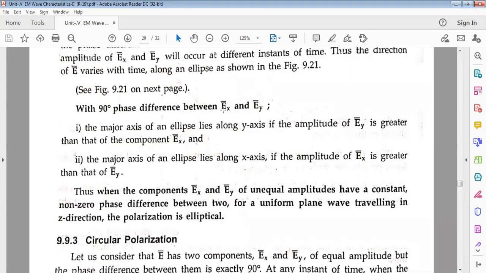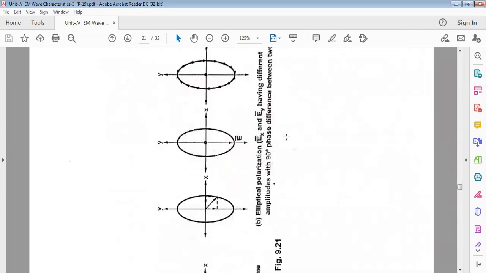With a 90 degrees phase difference between EX bar and EY bar, the major axis of the ellipse lies along the y-axis if the amplitude of EY bar is greater than that of EX. The major axis of the ellipse lies on the x-axis if the amplitude of EX bar is greater than that of EY bar. Let us see here: this is the major axis, and this one is the minor axis.